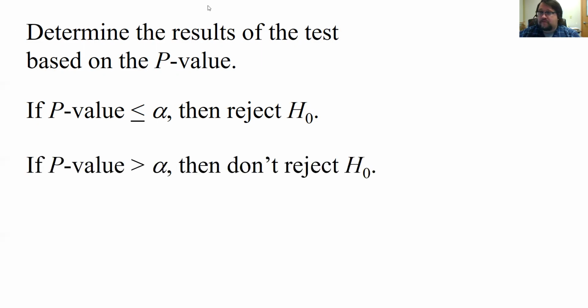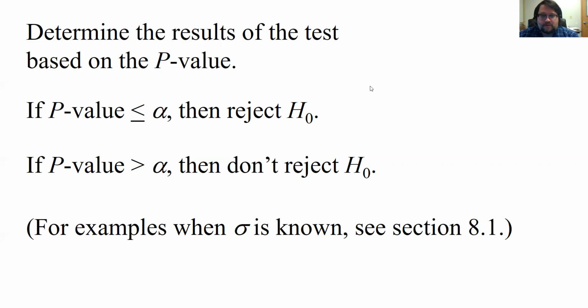If that p-value is greater than alpha, it doesn't matter how much greater. If I set an alpha level at 5% or 0.05 and it comes out to be 0.051, I do not reject the null hypothesis. That's why we set it there. No matter what, you don't move the bar. It's got to be 5% or lower, and if it's more than 5%, that's it. I'm not willing to go that far. For examples where sigma is known, we're going to go back to 8.1. So we're going to be looking at situations where we don't know sigma, the t-values.